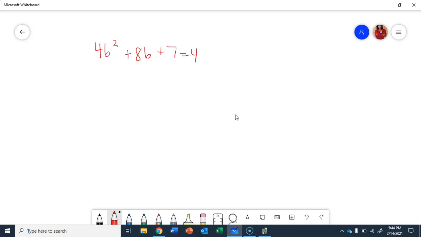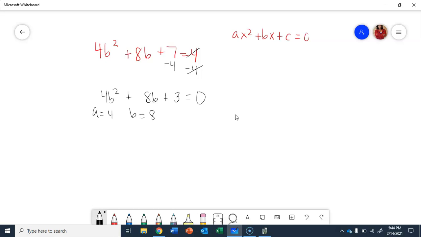Now remember, you definitely want to get it in standard form, so it has to be set equal to 0. So that 4 needs to do inverse operation, so we're going to subtract 4. What I do to one side, I do to the other. There's a 0 here now. 7 minus 4 is 3. And then I'm just going to drop down my 8b and the 4b squared. My a is 4, my b is equal to positive 8, my c is equal to 3.